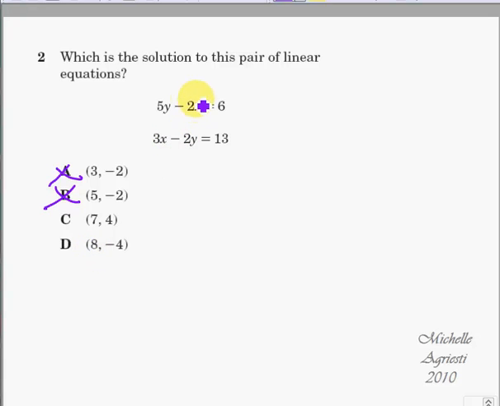8 is x, and negative 4 is y, so negative 20, because negative 4 times 5 is negative 20, and 8 being negative 2 times 8 is negative 16. Again, does not work. So we've eliminated all of them but one. There's our answer.